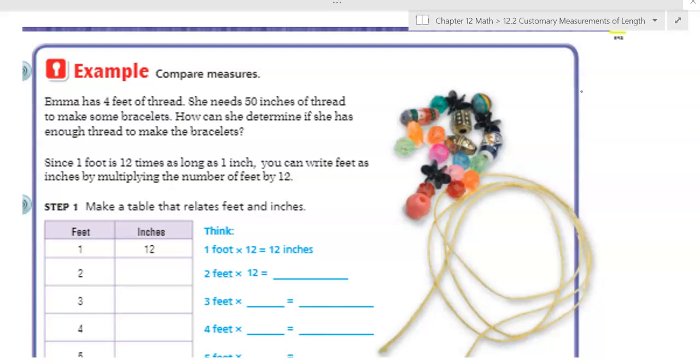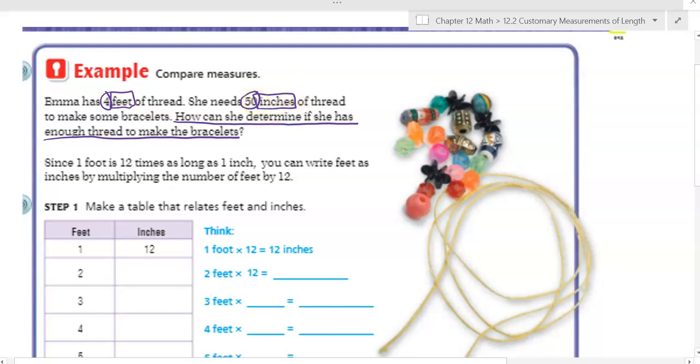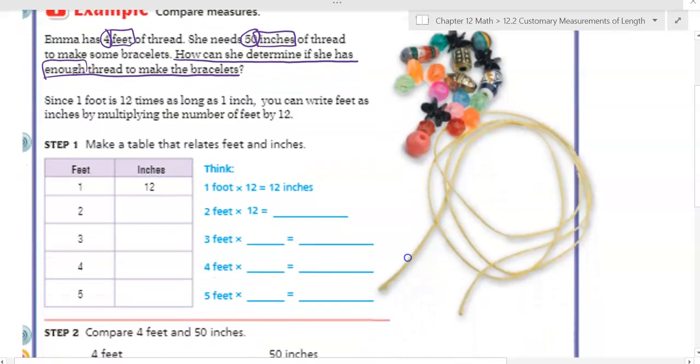So first I need to find my important numbers. I have 4 and 50. Those are my only numbers. So now I'm going to look at my question: how can she determine if she has enough thread to make the bracelets? Now I'm going to look for keywords. Always look at our units for keywords, so feet and inches. And I notice that they're different. So we want to know if she has 4 feet, does she have enough to make 50 inches?